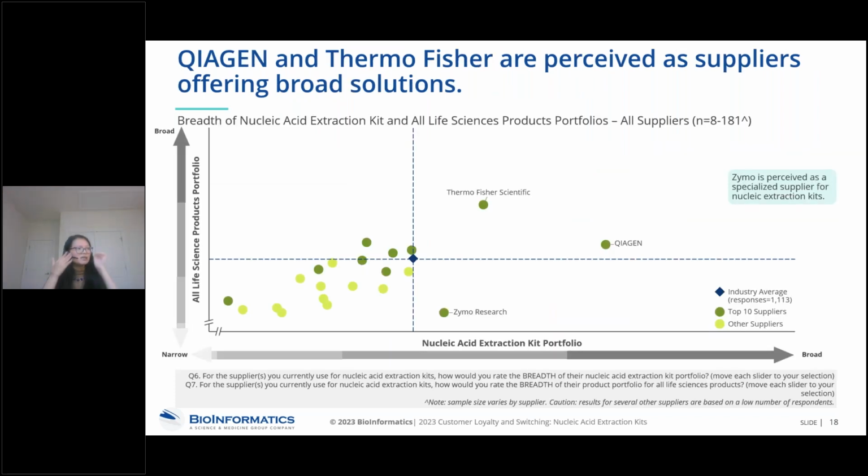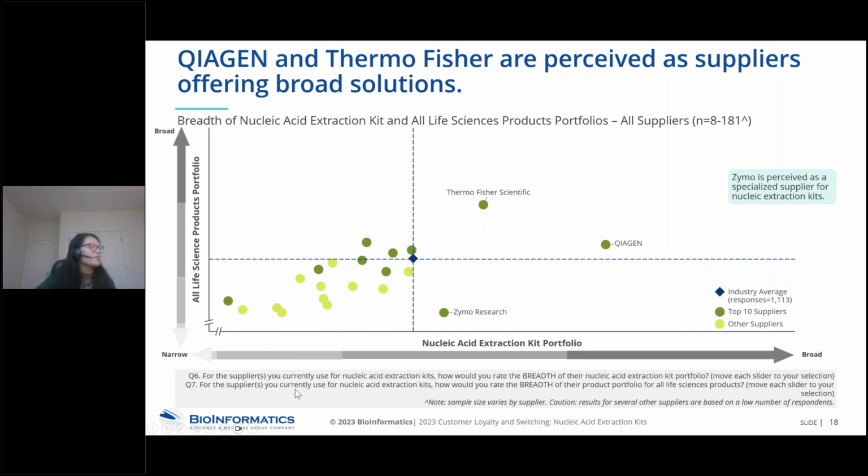This is just a snapshot of the performance of all of the suppliers within this perception range. So here on the x-axis, we looked at the breadth of the nucleic acid extraction kit portfolio and compared it to the breadth of their total life science product portfolio on the y-axis, and tried to identify how suppliers perform. And as you can see, there's a break here, as here's actually mostly neutral perceptions, but when we look at performance, we really want to better understand how suppliers are performing relative to one another.